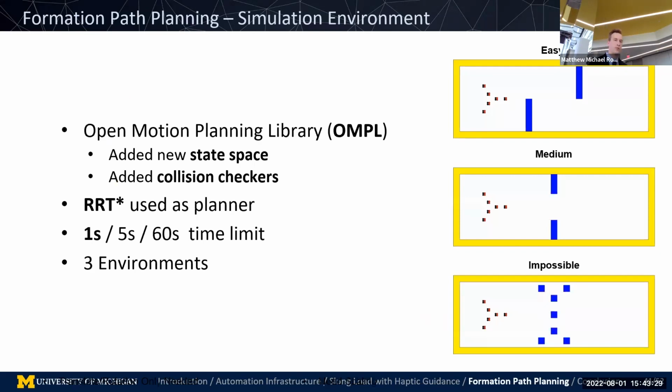This was implemented in the Open Motion Planning Library, OMPL, where we added the new state spaces as well as collision checking as described earlier. And we used RRT star, which is an asymptotically optimal sampling-based planner, for each of these methods. We did 1 second, 5 second, and 60-second time limits because RRT star will keep going until it finds a sufficient solution, and if it doesn't ever get there, it'll keep going forever. So we had to give time limits, and we tested on 3 representative environments as shown.